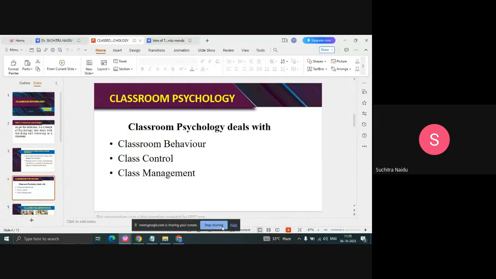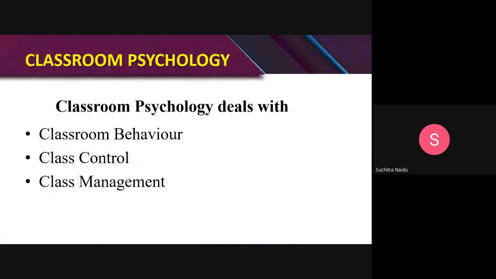We were discussing classroom psychology, that it deals with three important things. First one is classroom behavior, then class control and class management. In all these three, we have to know the psychology of the student. So firstly, coming to classroom behavior. Next slide.